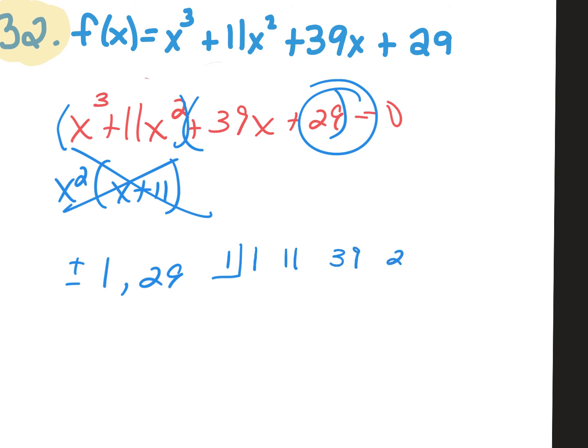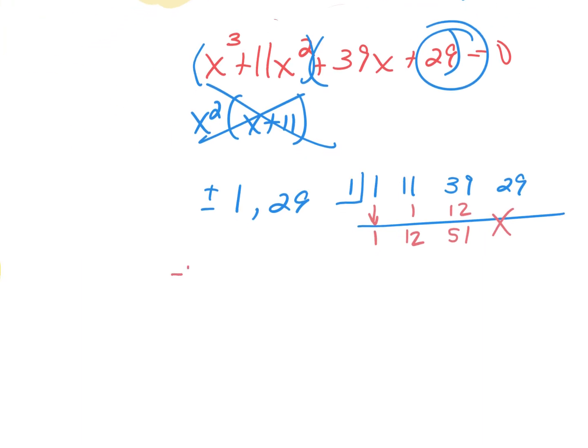Where am I getting these numbers from? 1, 11, 39, 29. From the equation. Okay, so synthetic division, we bring down the first term. You multiply to the corner. 1 times 1 is 1. 11 and 1 is 12. 12 times 1 is 12. 39 and 12 is... is this going to work? Okay, so just stop. Try negative 1.